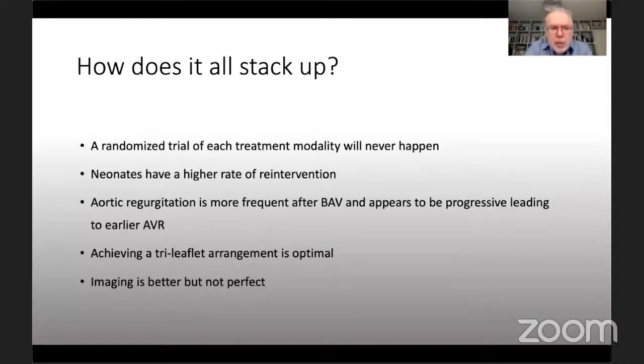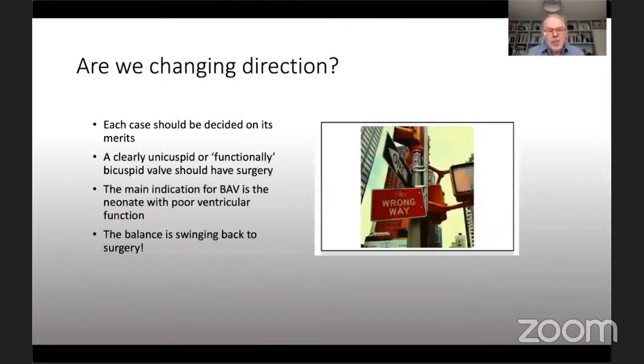If possible, achieving a trileaflet arrangement is optimal. And clearly, we talked very early on about the appearance of the valve and the difficulty in seeing it on echo. Imaging is much, much better than it was in the time of the 1993 paper, but it's still not perfect. And really only the surgeon can decide what the valve looks like when he sees it for himself.